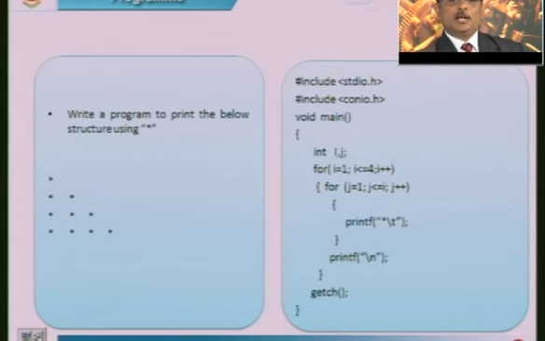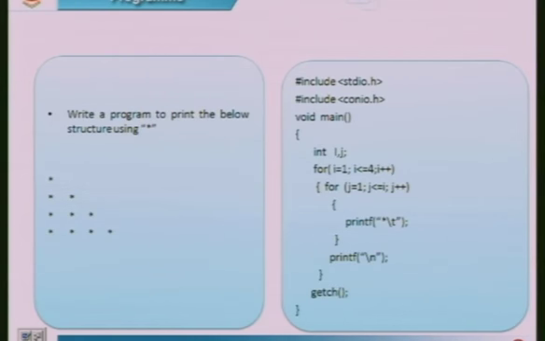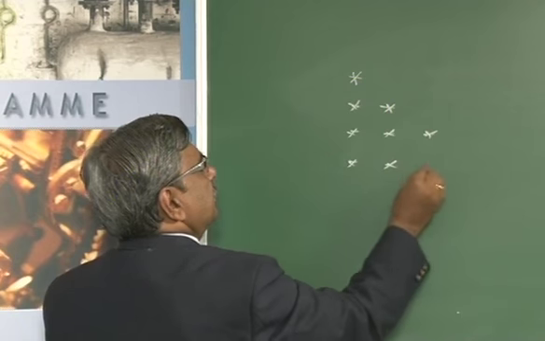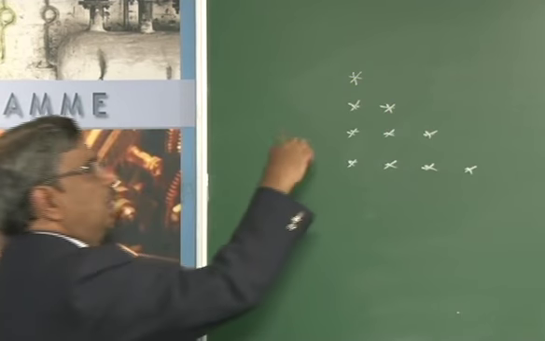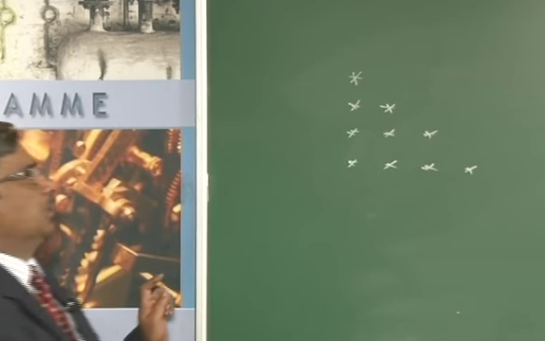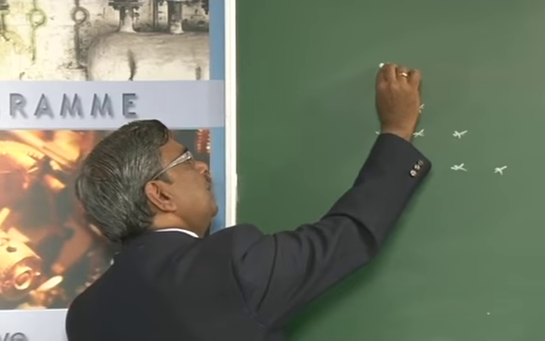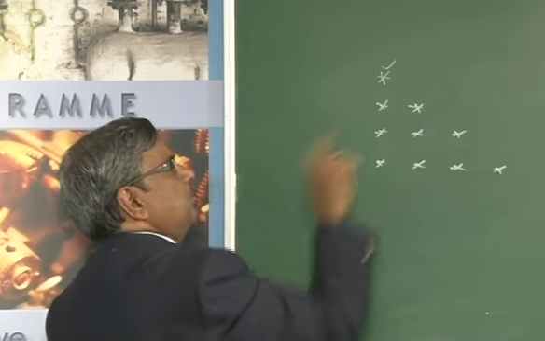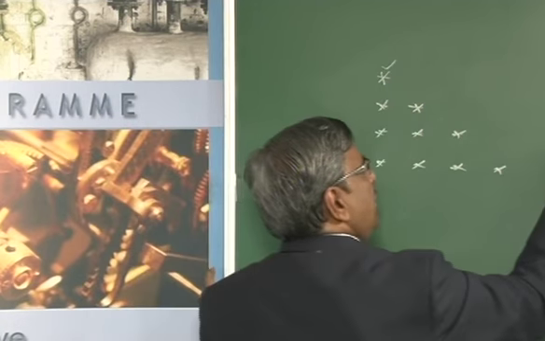So let us move on to understand how to generate this structure. Write a program to print the below structure using star. I want in the output 1 star, 2 stars, then 3 stars, then 4 stars. So this is the output I want. A simple logic. Observe this. The first time only 1 star is to be printed. Next, 2 stars. So you can start like this.